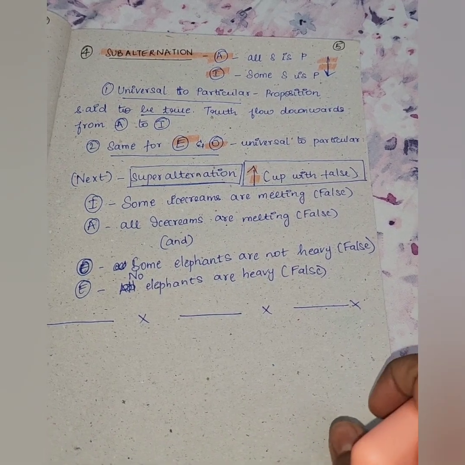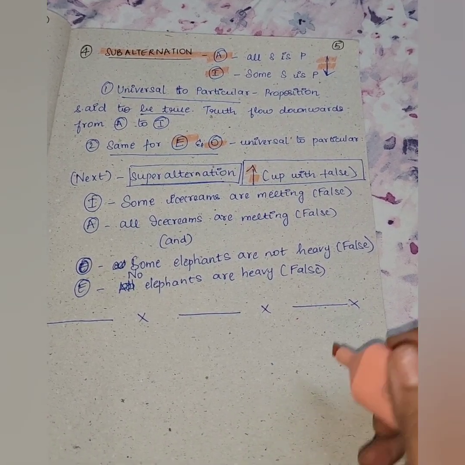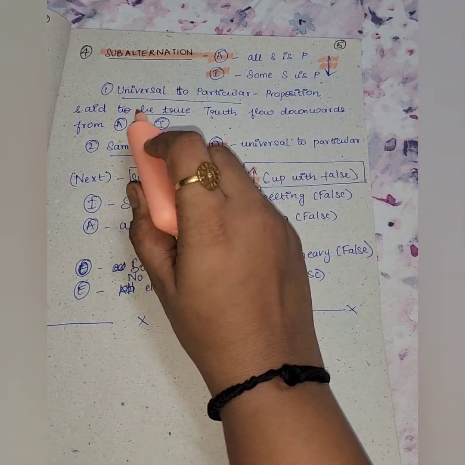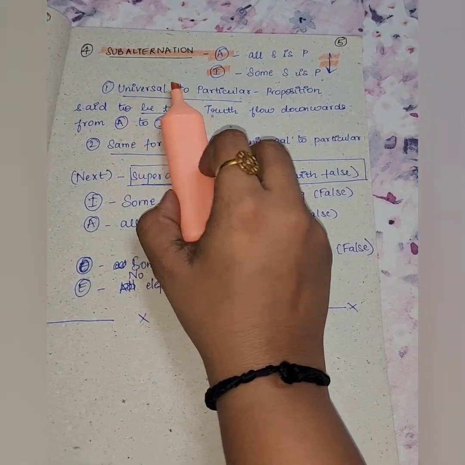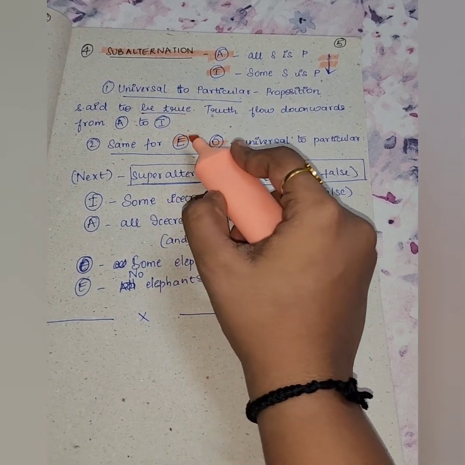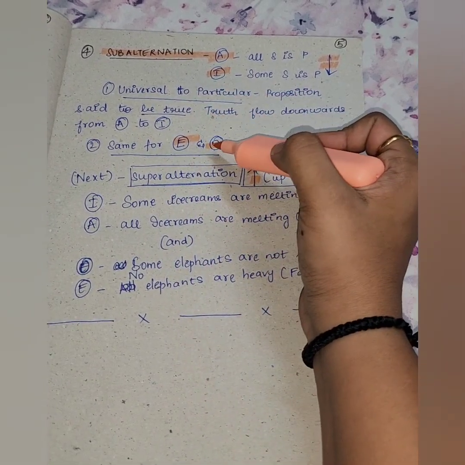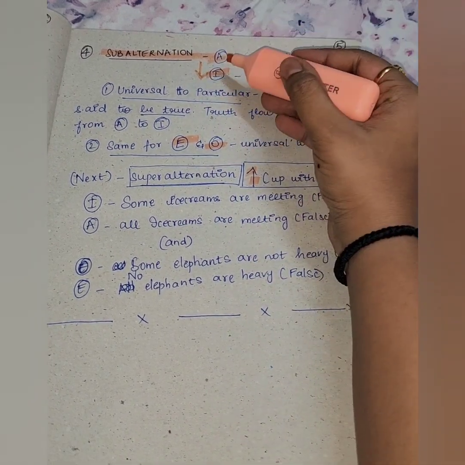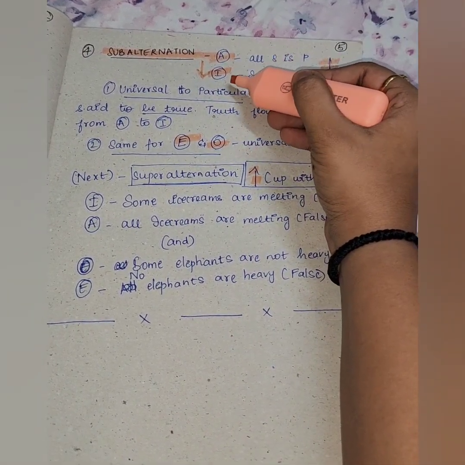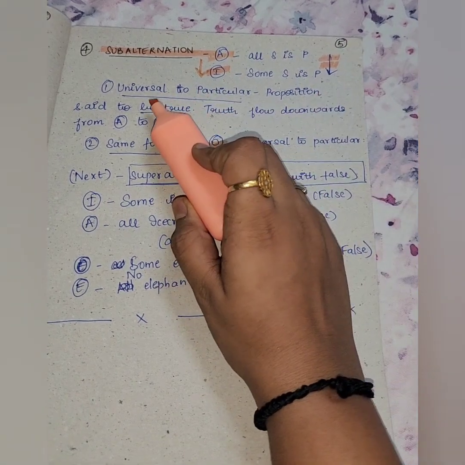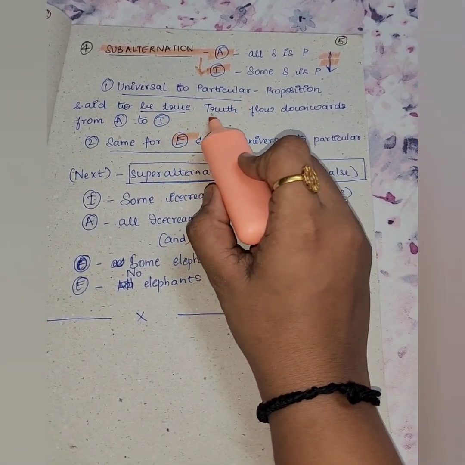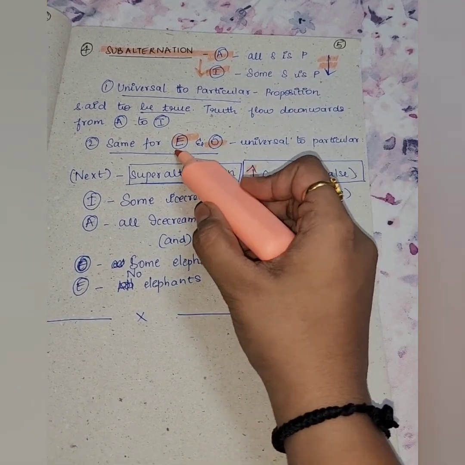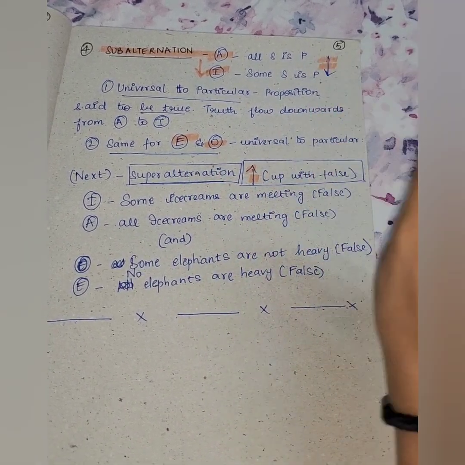When will I call it subalternation? That is, subalternation is said to be true when it moves from universal to particular. We go down with the truth, right? If we go down with the truth, it's A proposition and I proposition, A to I it is coming. So A proposition is universal, I proposition is particular. So when it is going from universal to particular, it is said to be true. So truth flows downwards. Again, similarly for E and O, the same rule applies.